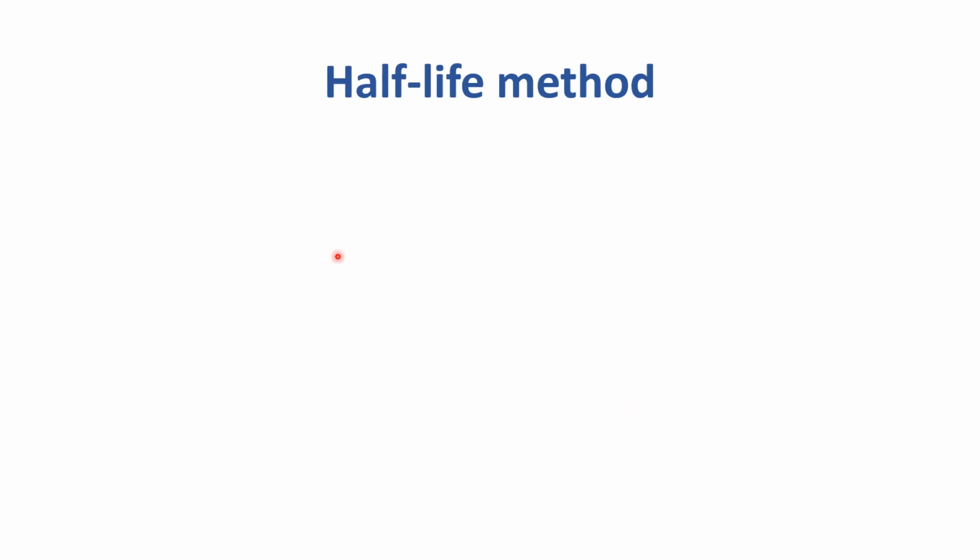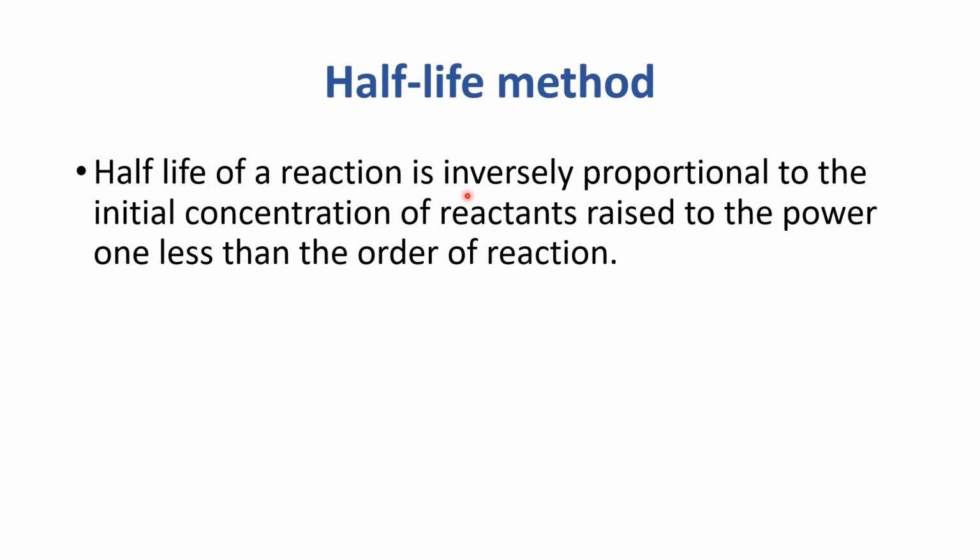Let's see in detail what the half-life method is. Half-life of a reaction is inversely proportional to the initial concentration of reactants raised to the power one less than the order of reaction. So we got an equation: half-life of any order of reaction is inversely proportional to concentration, that is a, raised to the power one less than the order of reaction. So the order of reaction is n, and one power less means we subtract 1 from the order of reaction.